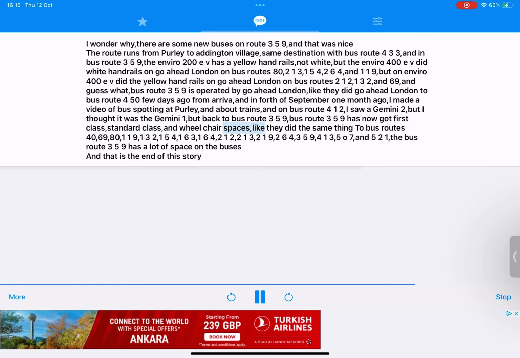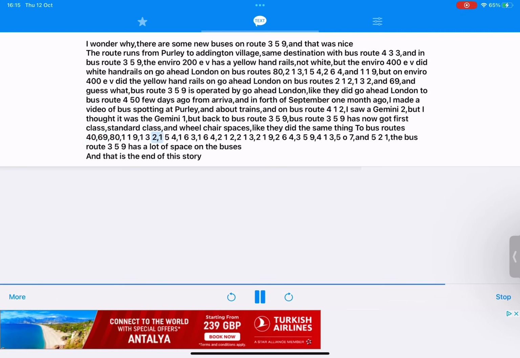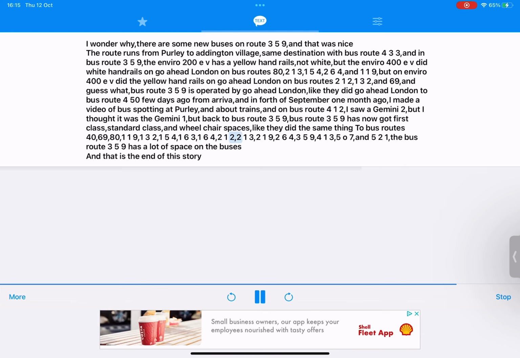wheelchair spaces, like they did the same thing to bus routes 40, 69, 80, 119, 132, 154, 163, 164, 212, 213, 219, 264, 359, 413, 507, and 521. The bus route 359 has a lot of space on the buses. And that is the end of this story.